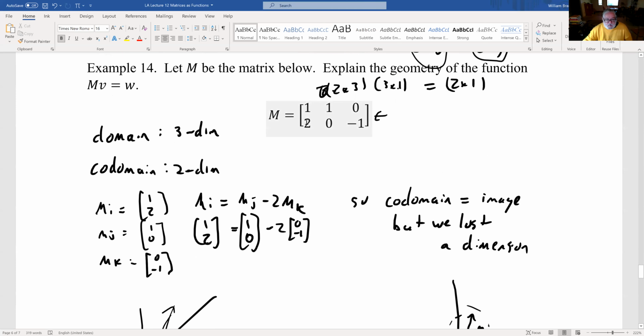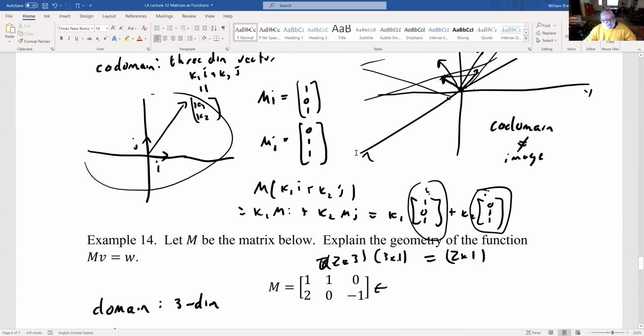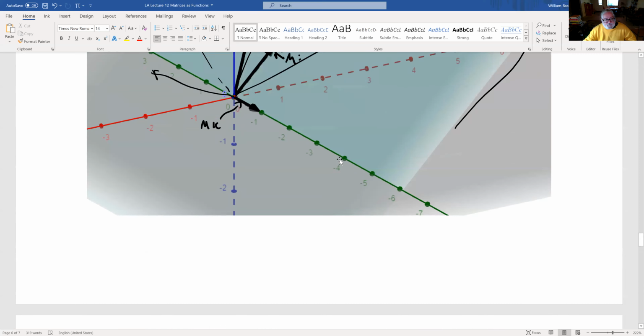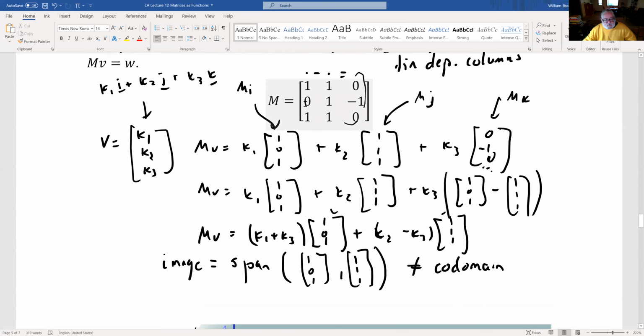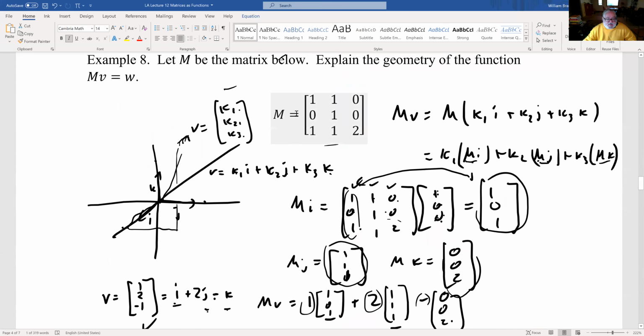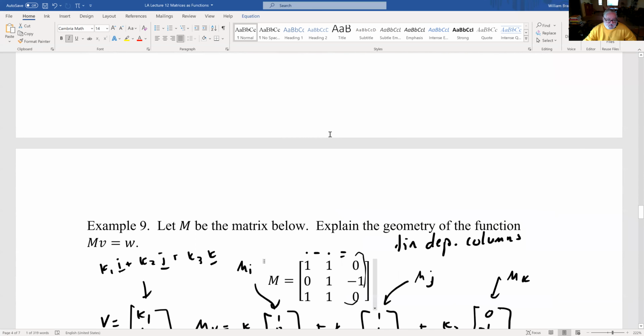So columns are the images of the basis. Linear dependence means that we lose a dimension somewhere. So we lost a dimension here because those are linearly dependent. These were linearly independent. We started with 2 dimensions. We kept 2 dimensions. These are linearly dependent. We started with 3 dimensions, but we ended up with an image that only had 2 dimensions. These were linearly independent. So we started with 3 dimensions and the map kept all 3 dimensions.